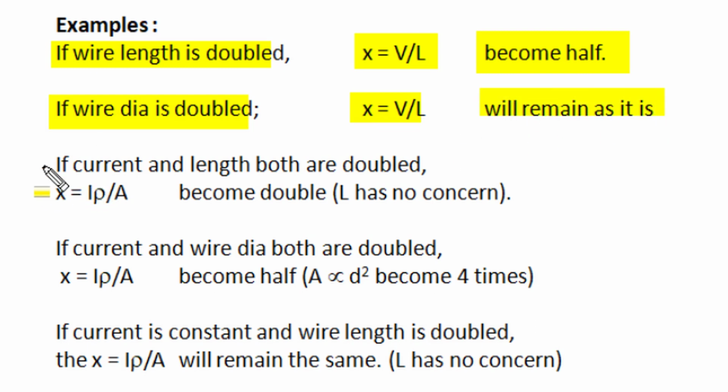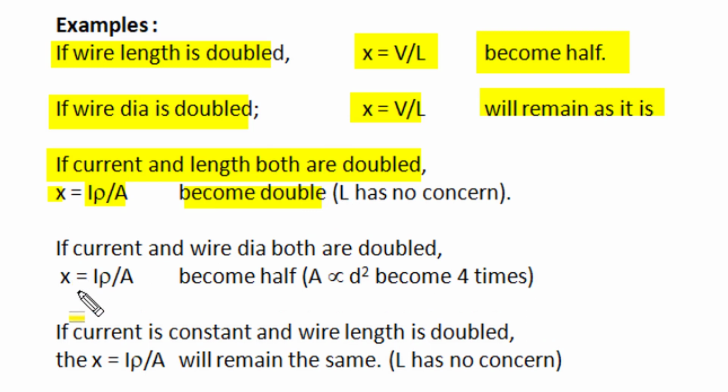In the third example, it is specified that current and length both are doubled. Since current information is given and it becomes doubled, we have to use the potential gradient formula I small r or I rho by A, and in this relation length has no concern but current is doubled, so our potential gradient becomes double. Whatsoever the change in length, it has no concern in this calculation.